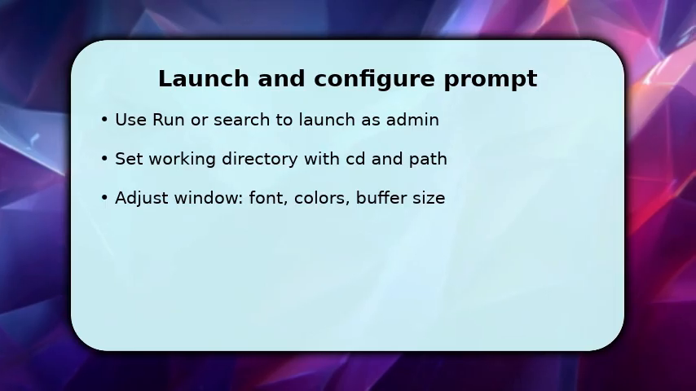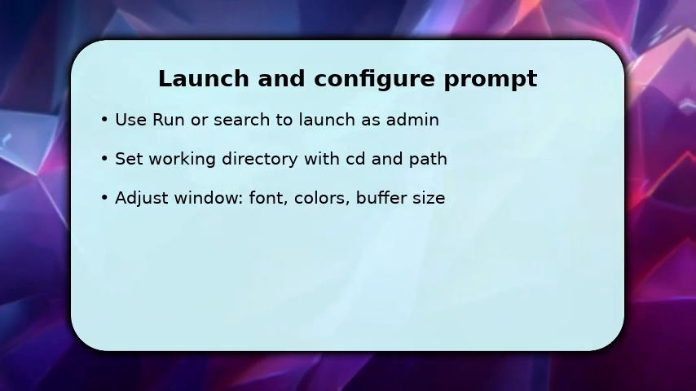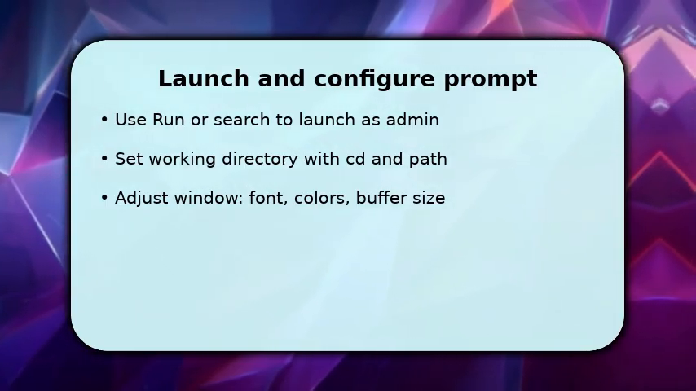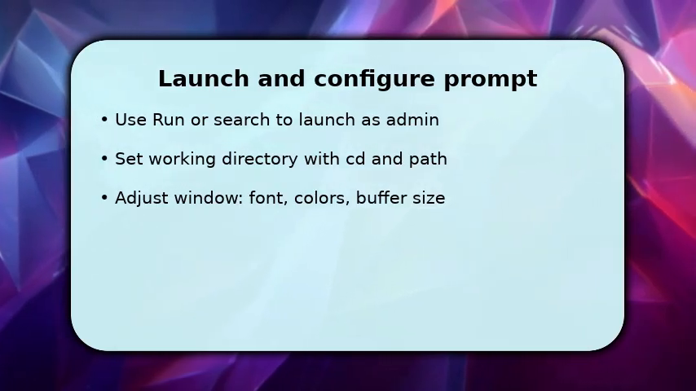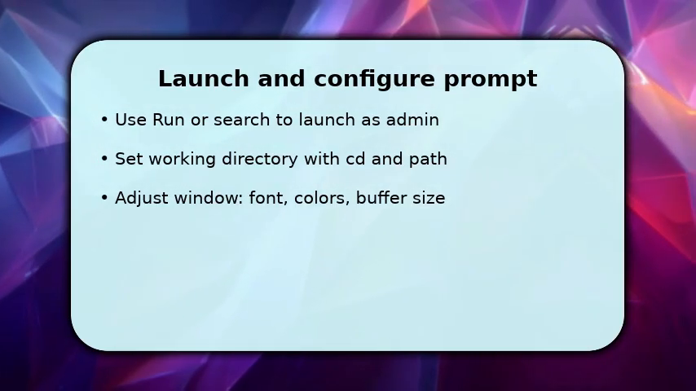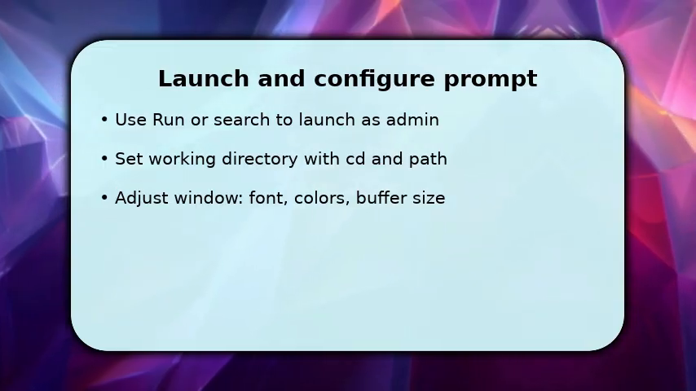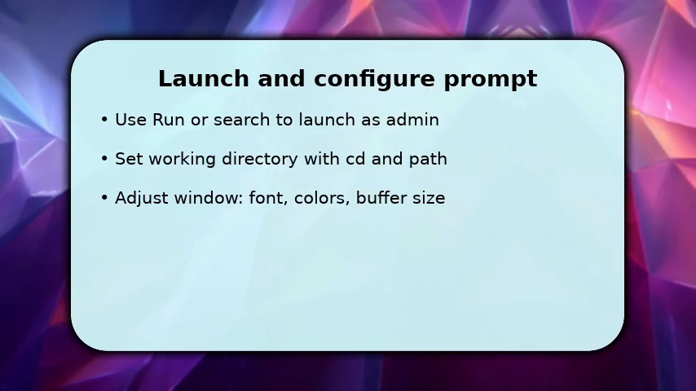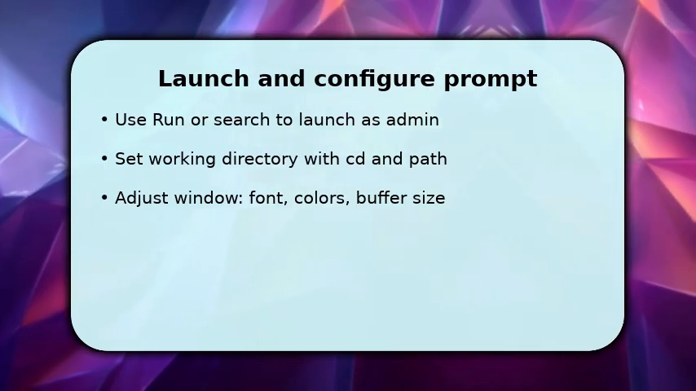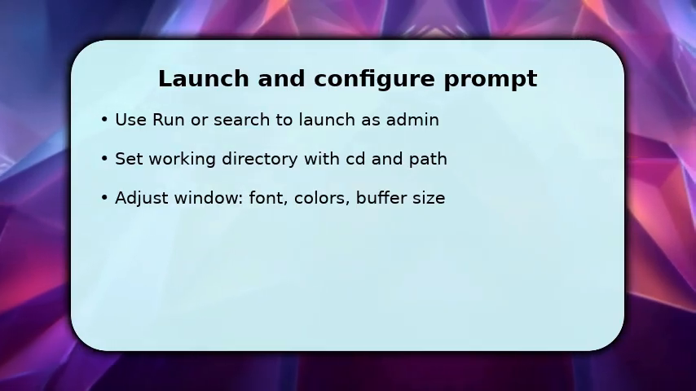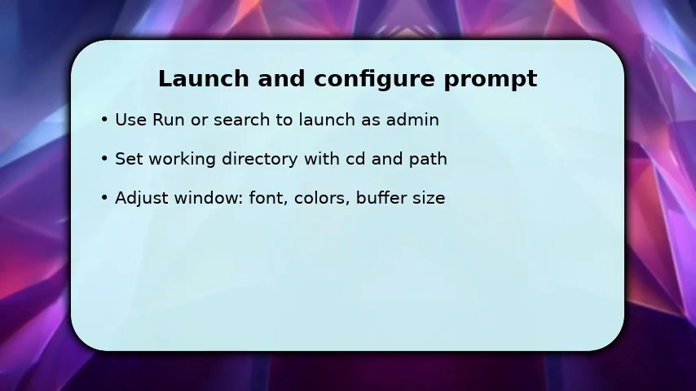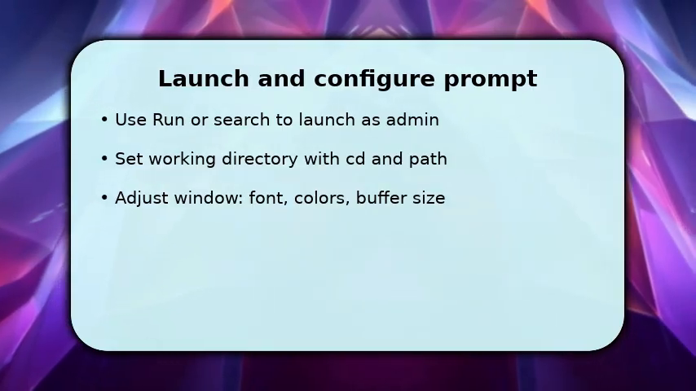First, right-click the app and select Run as Administrator when needed. This grants the necessary rights. Next, change to the folder you'll work in using CD and confirm with dir or ls. Updating PATH lets you run tools globally. Then tweak the window. Right-click the title bar, choose Properties, and set font, colors, and buffer size so long outputs don't truncate. These adjustments speed workflow and reduce repetitive typing.